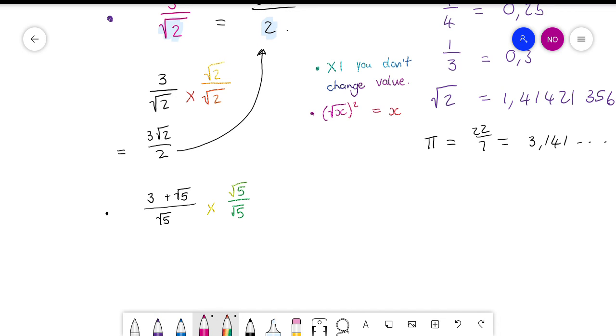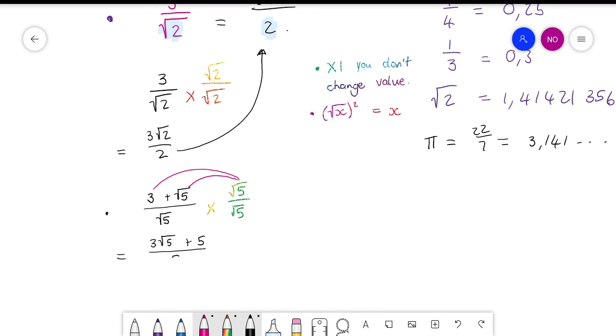Okay, so now at the top, remember, if you have 2 terms multiplied by a term, then you have to multiply this with that and with that. So what is 3 times root 5? You just write it as 3 root 5. What is square root of 5 times square root of 5? 5. No?